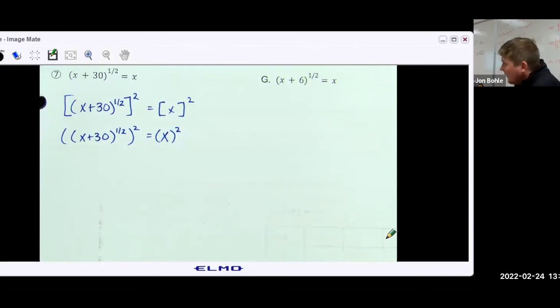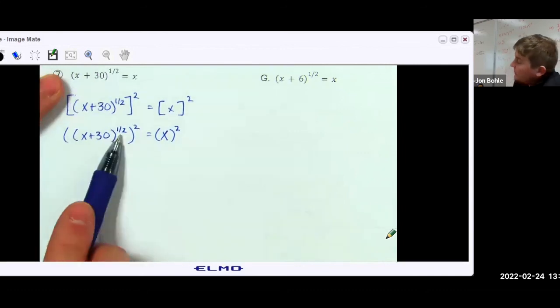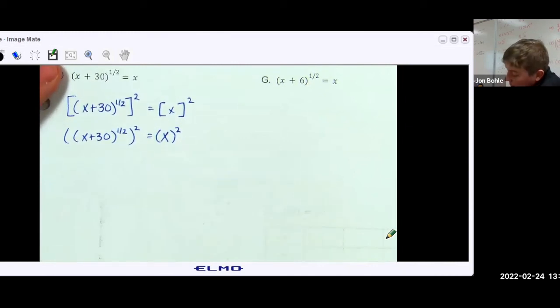What happens with the 1/2 exponent and the second exponent? They cancel because they're reciprocals.